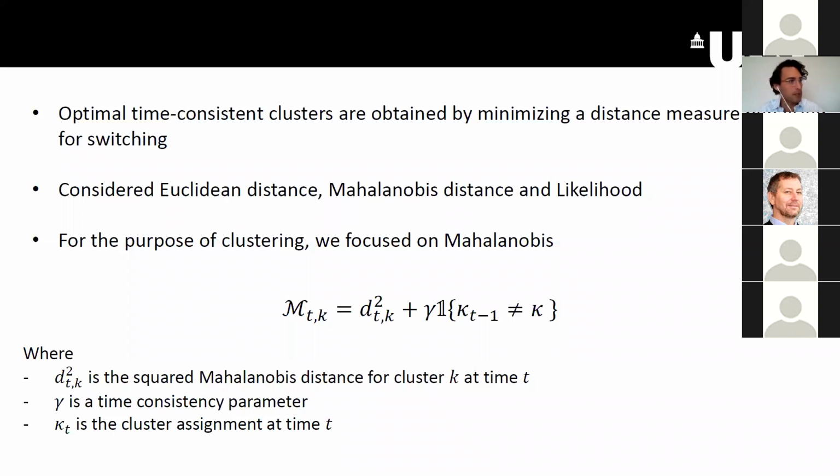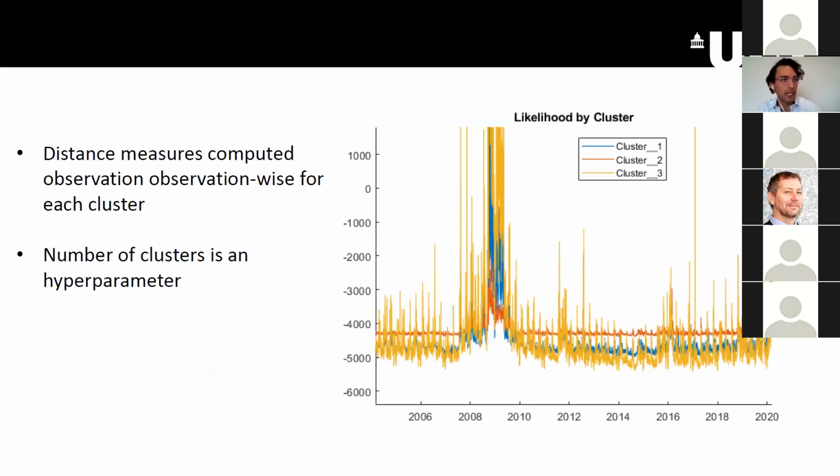Maybe this picture here makes it clear. What is this picture? Here you have three series. These three series are the daily observations of the likelihood for different clusters.